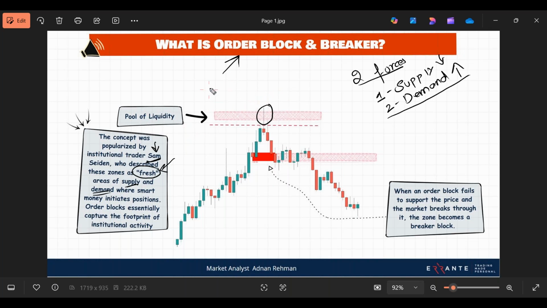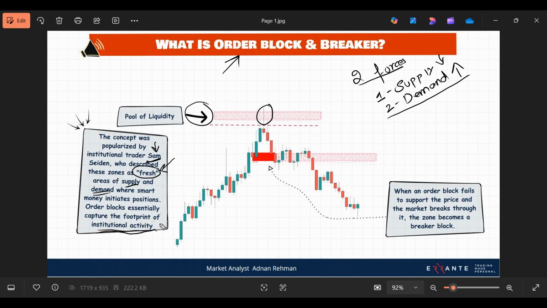I've explained in the previous webinars, it's called a pool of liquidity, where they want to have their positions set in, whether it can be any type of order, a panic buy or sell, a position buy or sell. They can be pending orders, they can be market orders, whatever. In short, it's a pool of liquidity that they are wanting to grab their attention on, where the smart money initiates its positions. On the other hand, order blocks essentially capture the footprint of institutional activities.